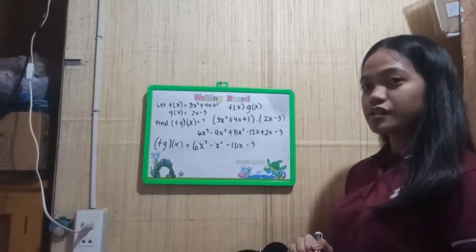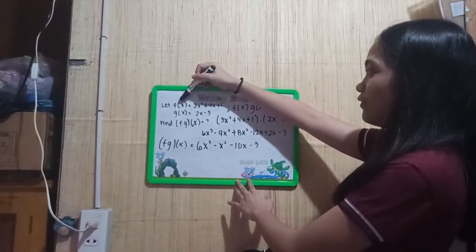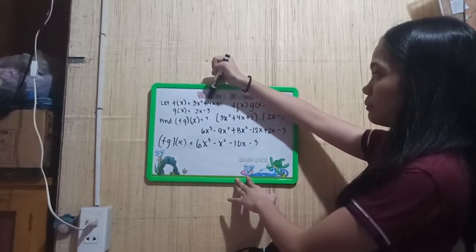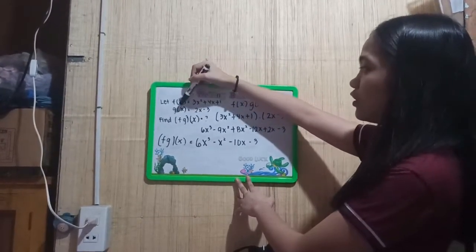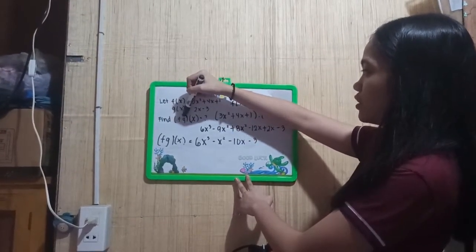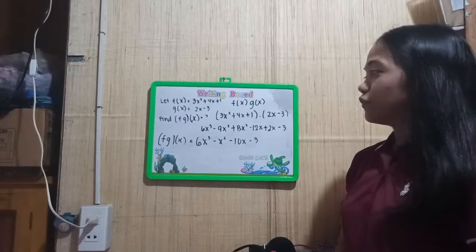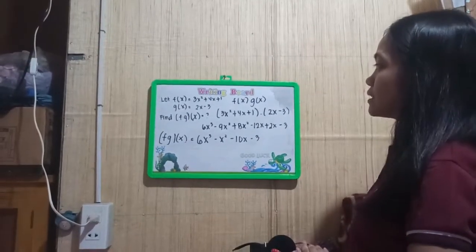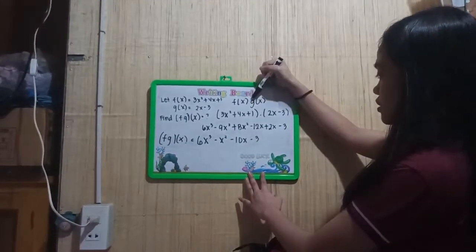Let's have our first example. Let f of x equal 3x squared plus 4x plus 1, and our g of x equal 2x minus 3. Find f times g of x. So, to find our f times g of x is simply saying f of x times g of x.